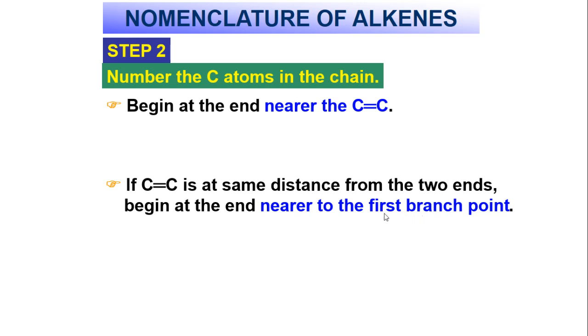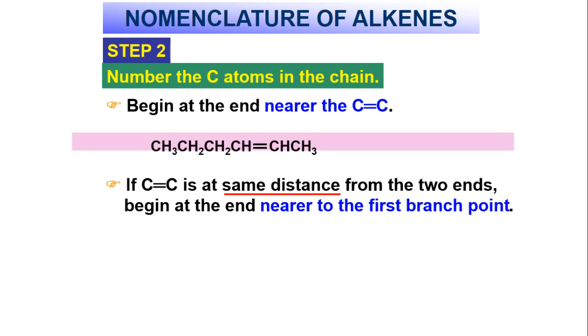There are some molecules that have branches, and when you consider that, you find that maybe the distance between the two ends is just the same. So when the distance is the same, you need to apply the third rule: consider the end which is nearer to the what? To the first branch.